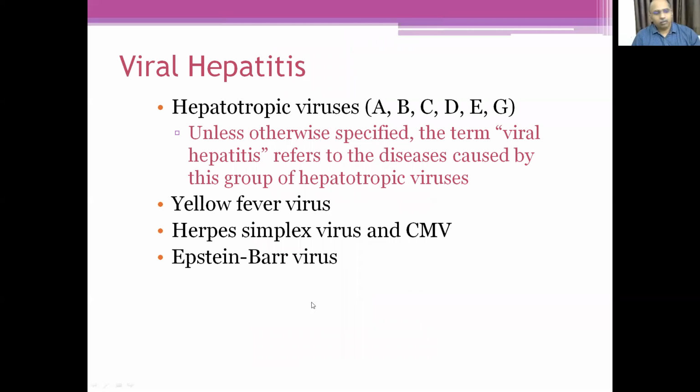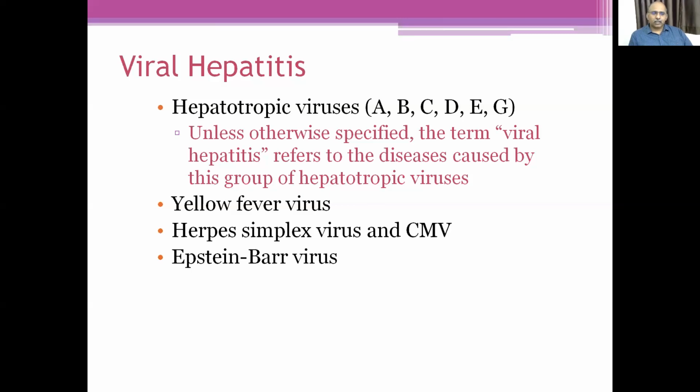So now we discuss viral hepatitis. Normally, some viruses specifically cause viral hepatitis. Those are called hepatotropic viruses. They are divided into A, B, C, D, and E. Okay, G is there, but normally we don't read much about G. Okay, A, B, C, D, E, and G.